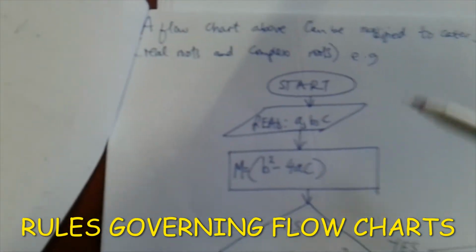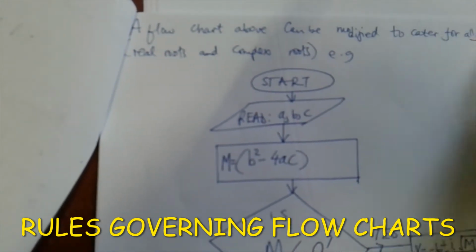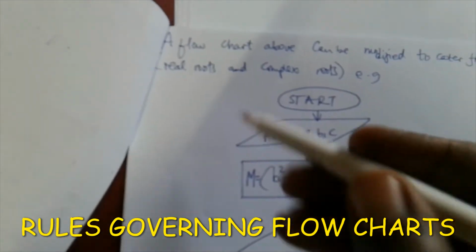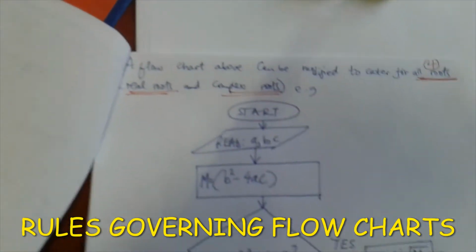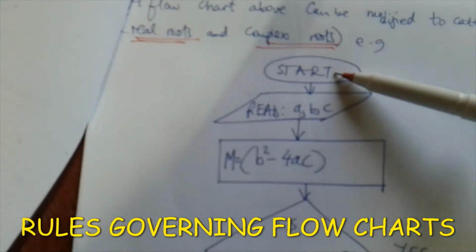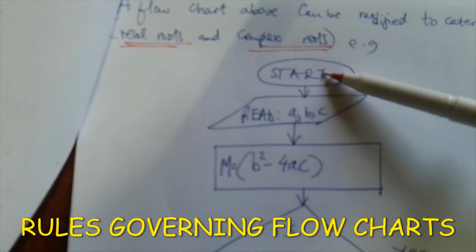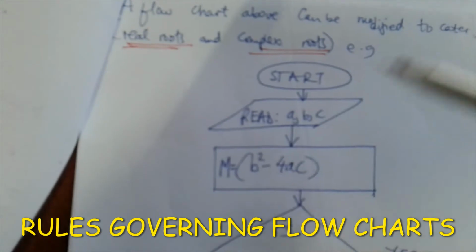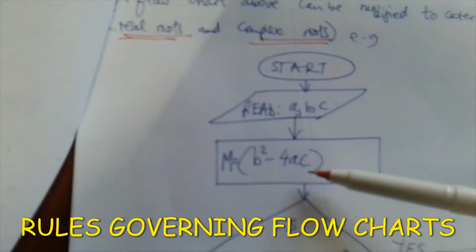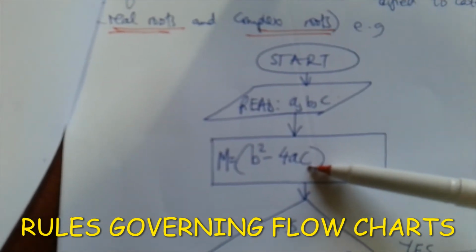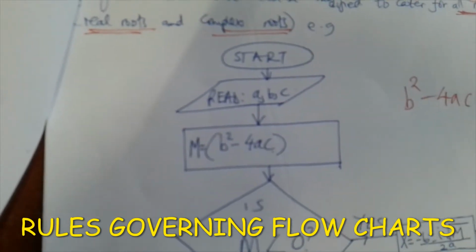Now the flowchart, for instance, can be modified if you want all roots, both real roots and complex roots. Then it means our program should be start, then read values. As we have said, you start the program or you start the question, read coefficients A, B, and C. Then this time we shall have a discriminant. B square minus 4AC is the discriminant.